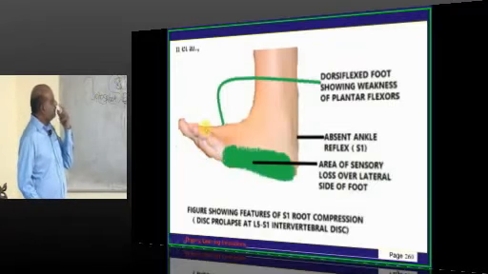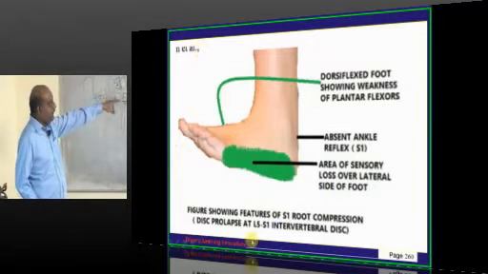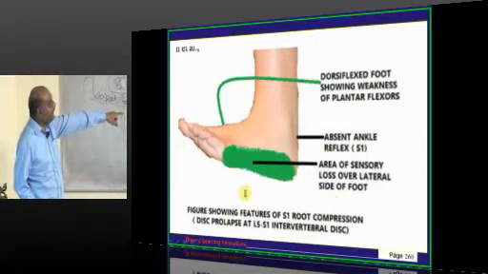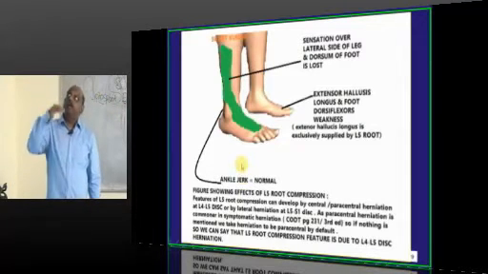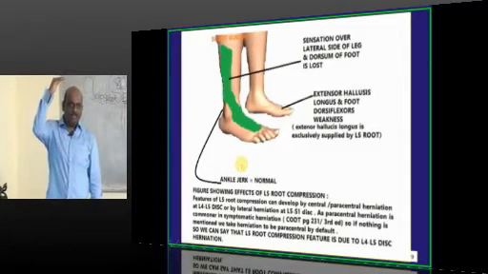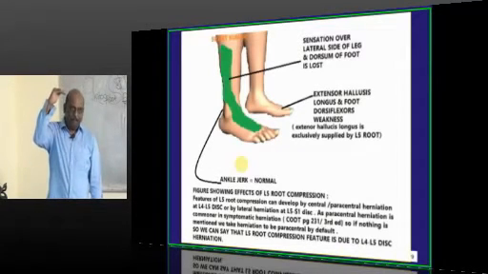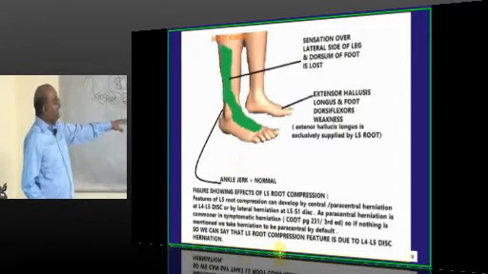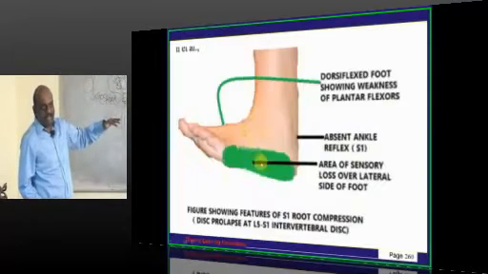Then if L5 S1 हो गया तो S1 root actually ankle jerk can become exaggerated, क्योंकि if the above root is compressed, below things will become UMN type. इसलिए L5 compression हो गया तो S1 क्या होना? Exaggerate होना. तो actually ankle jerk will not be normal, rather ankle jerk will become exaggerated.